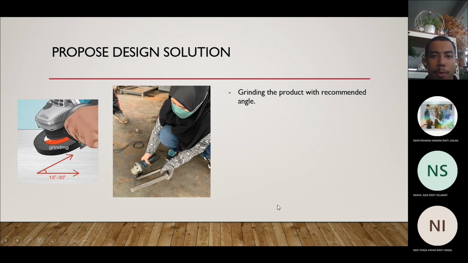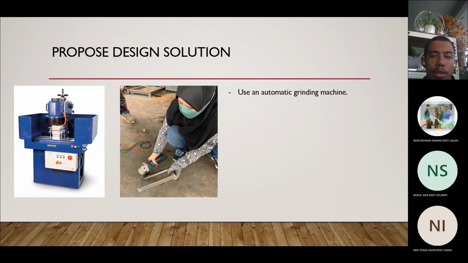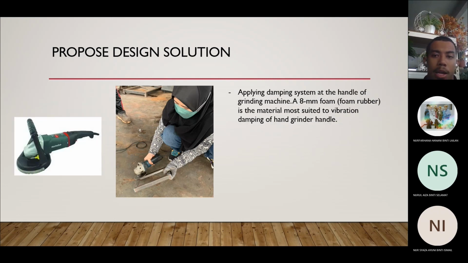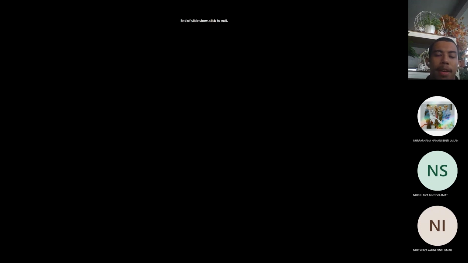For the proposed design solution, the grinding should be done at an angle of 15 to 30 degrees. Other than that, the workers can also use an automatic grinding machine. The workers can also use gloves and equipment to reduce the vibration. We can also use a damping system so that we can handle the vibration and less injury will happen. I think that's all from us. Thank you very much.